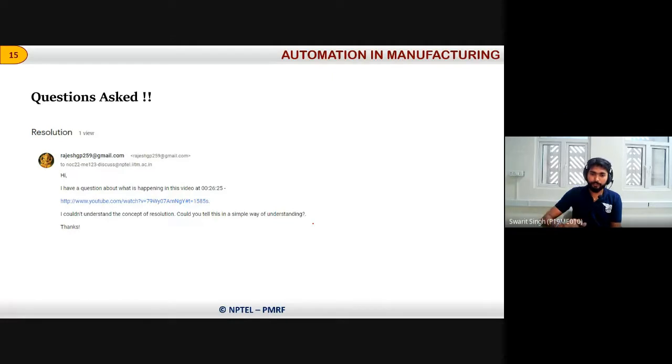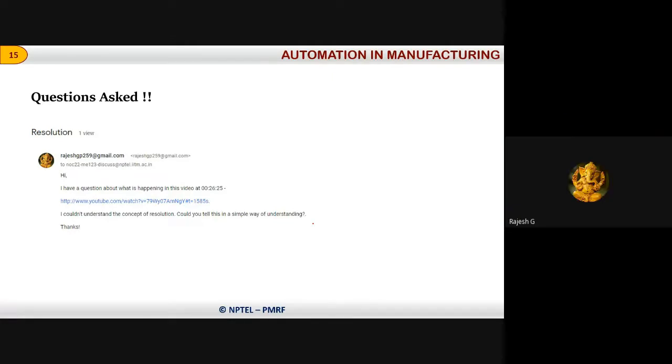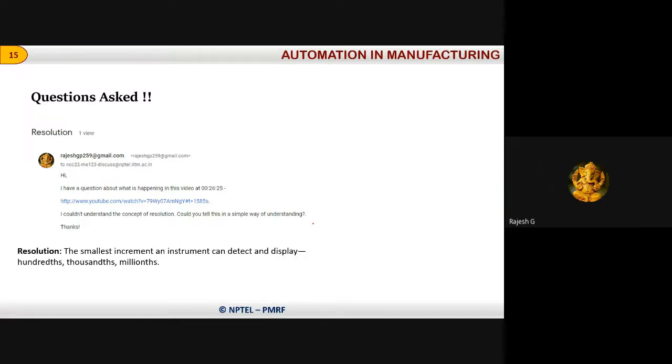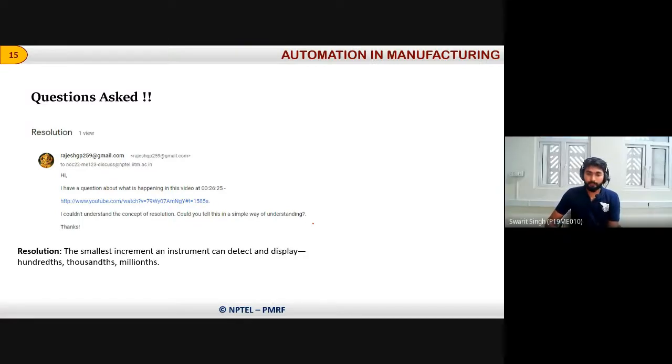Okay, so this is a question. As I said, we will discuss resolution later, so I'm going to discuss the resolution now. As per the definition, resolution is the smallest increment an instrument can detect and display. So what does it mean?